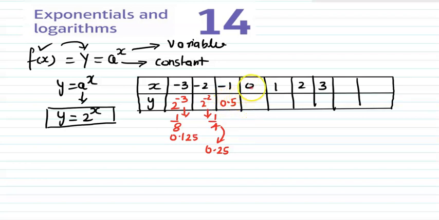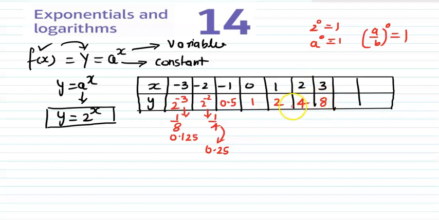Then we put 2 to the power 0. Any number which has power 0, its value is 1, like 2 to the power 0 is 1. Any letter whose power is 0, its value is 1. Any fraction, a over b to the power 0, its value is 1. So 2 to the power 0 is 1, 2 to the power 1 is 2, 2 to the power 2 is 4, and 2 to the power 3 is 8.